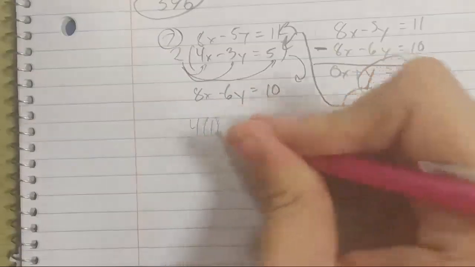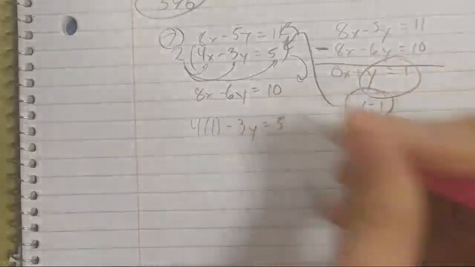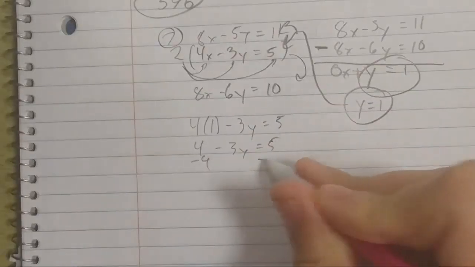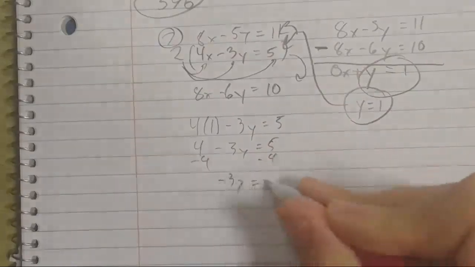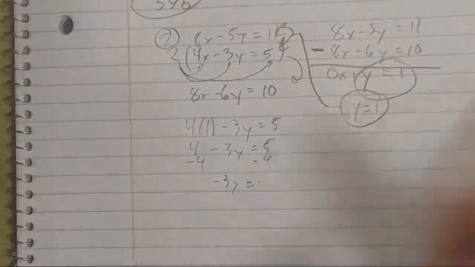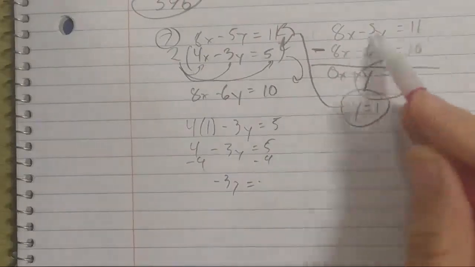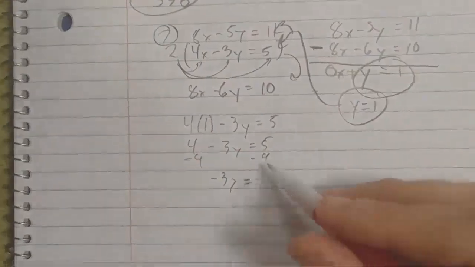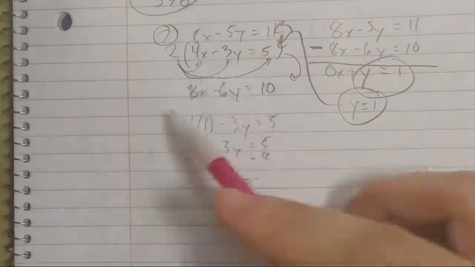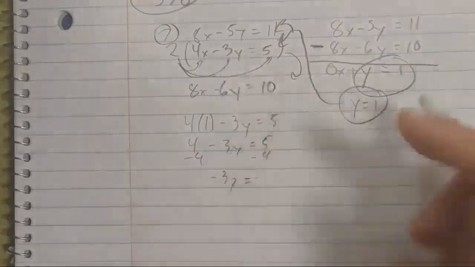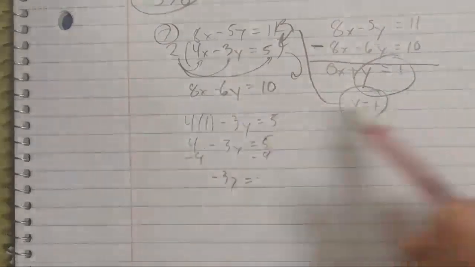So 4 times 1 minus 3y equals 5. Well, look at here. 4 minus 3y equals 5. Hey, minus 4, negative 3y equals, wait a second. Did I make a mistake? Am I going too fast for myself? It's supposed to be a fraction? Did I make a mistake? Oh, now I see what I did. This is y equals 1. Where did I plug in that 1? Not in the y, in the x. Well, that's silly.